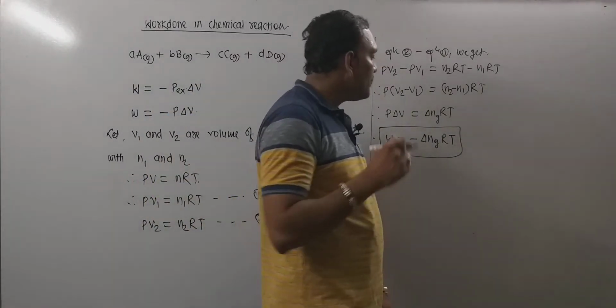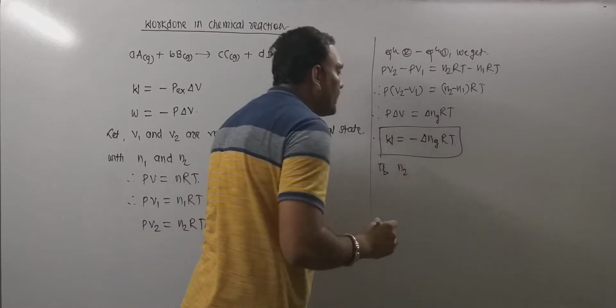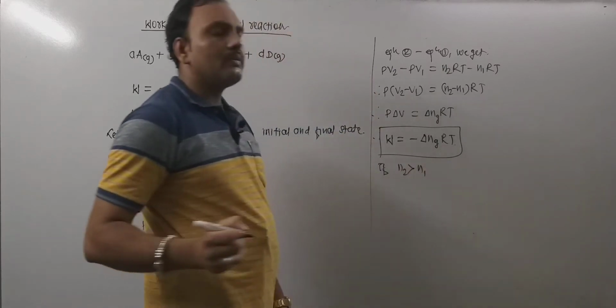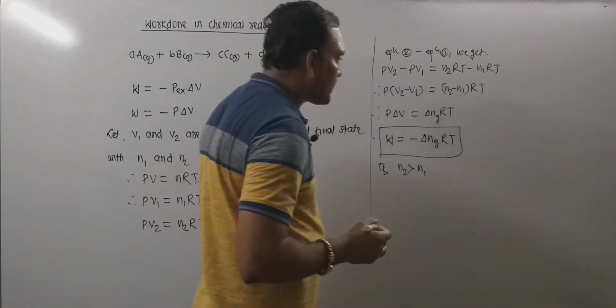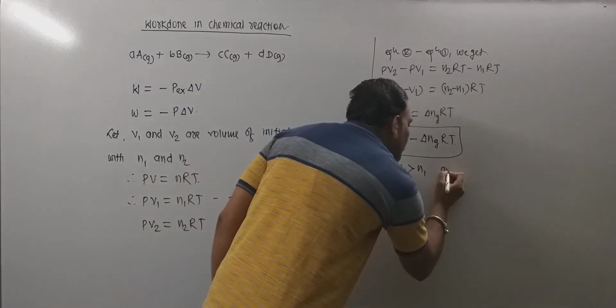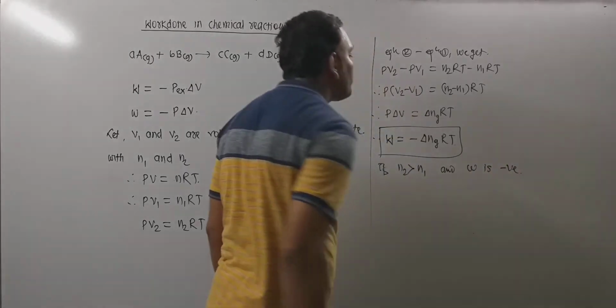Now if n2, that is the number of gaseous moles of product, exceeds the number of gaseous moles of reactant, then delta n comes positive and W is negative.